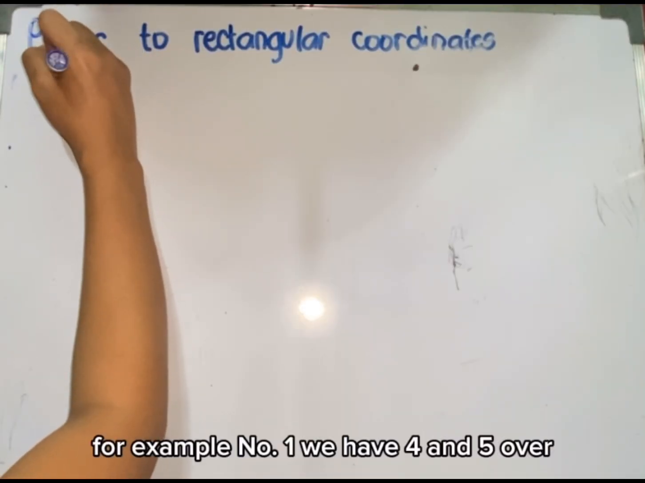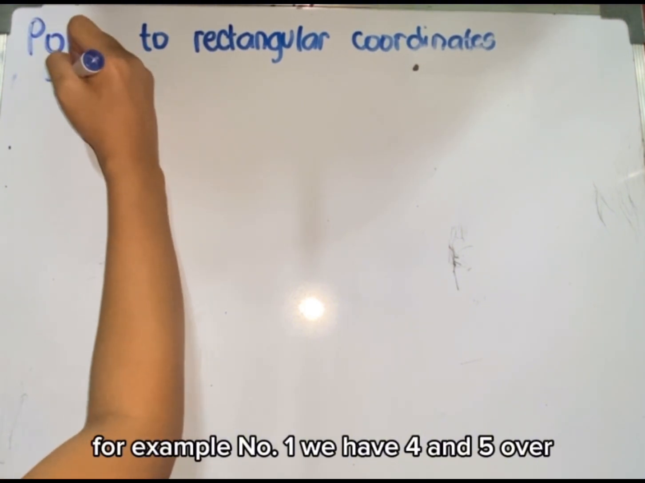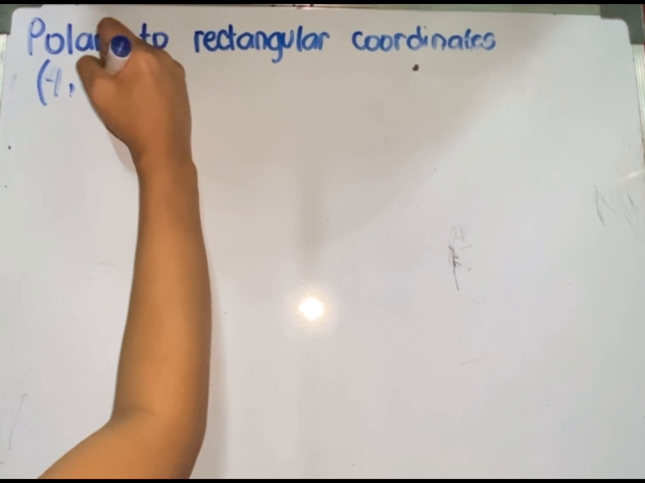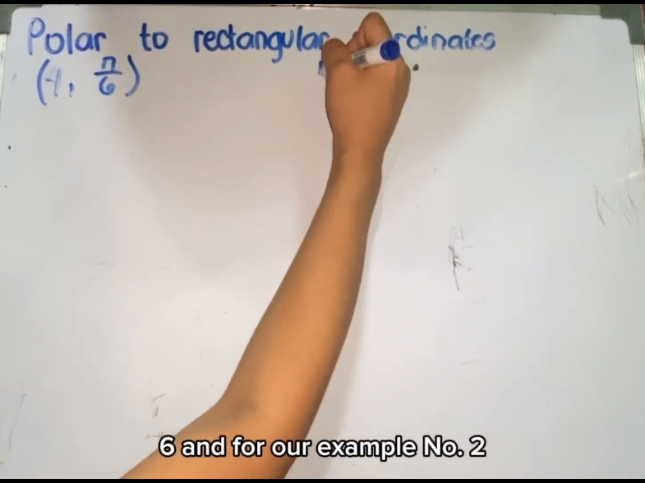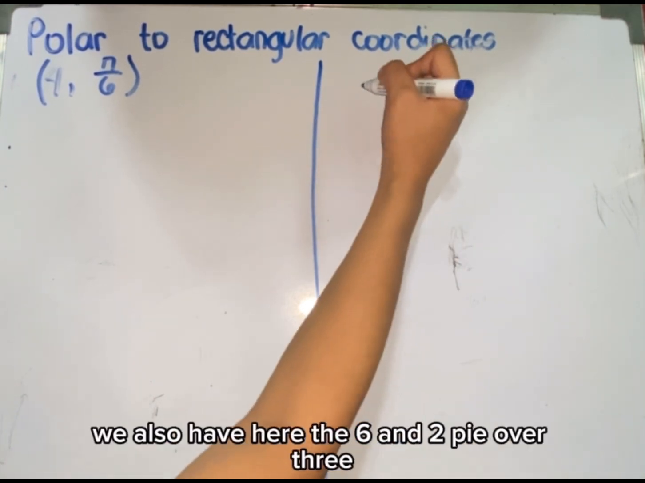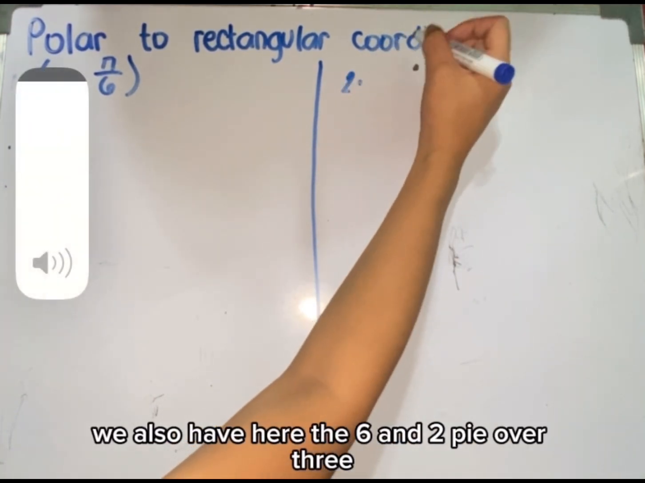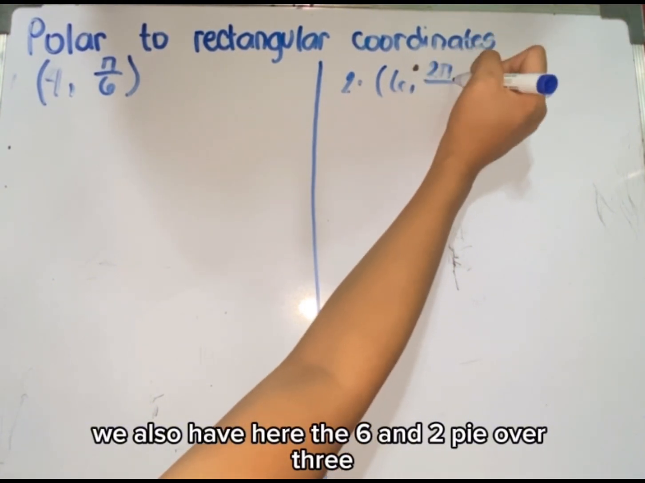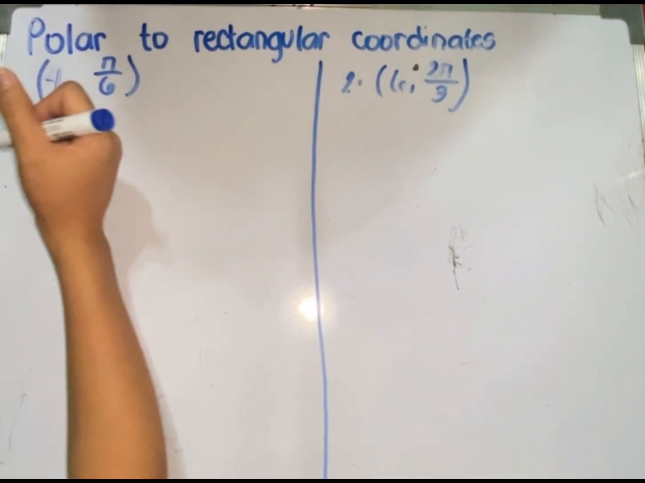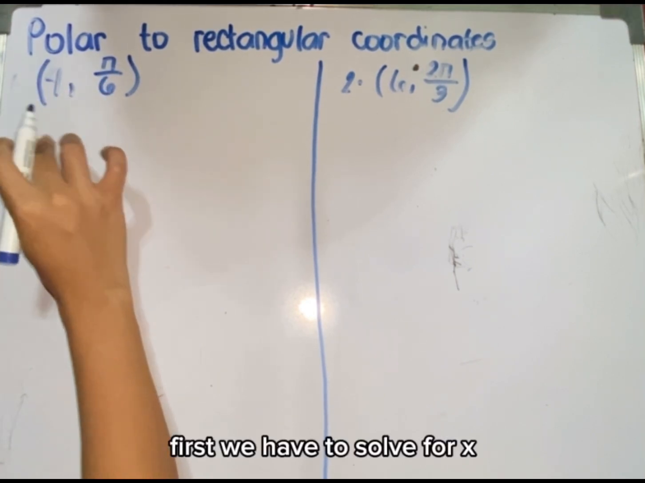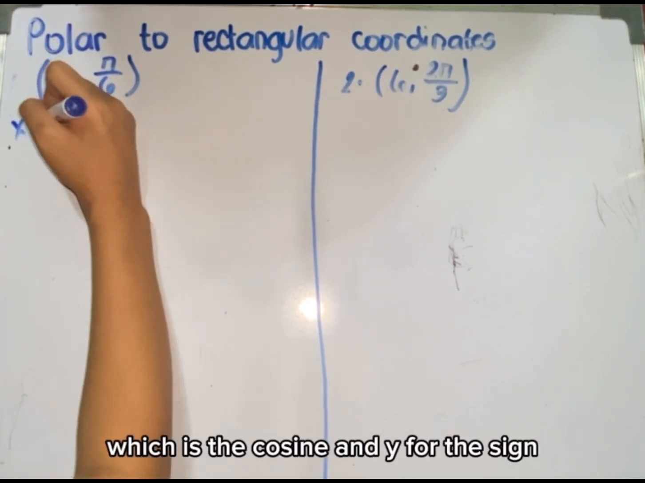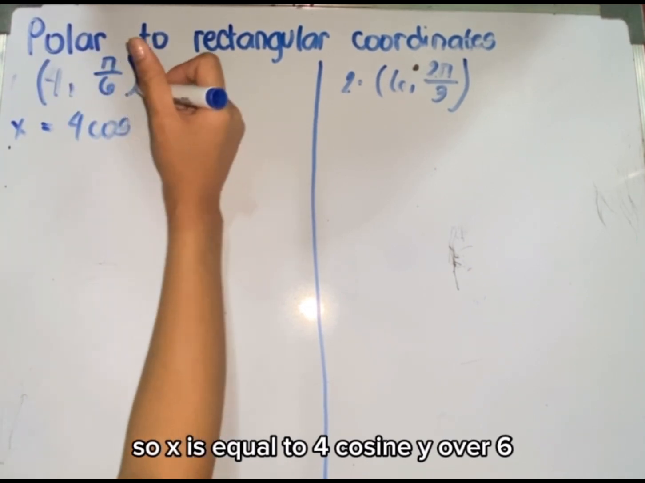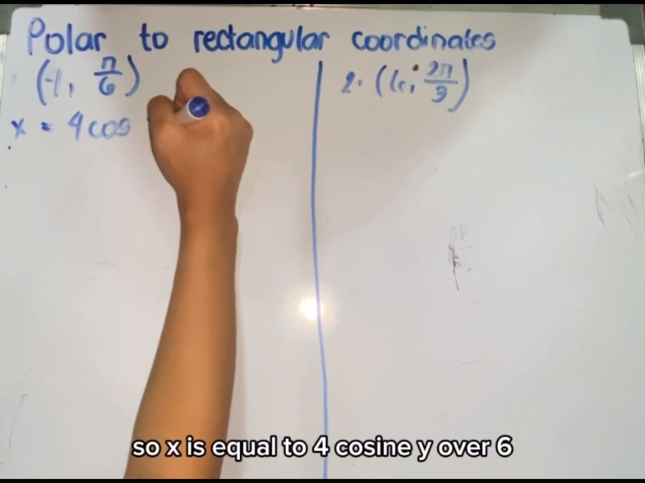For example number 1, we have 4 and pi over 6. And for example number 2, we have 6 and 2 pi over 3. First, we have to solve for x, which uses the cosine, and y, which uses the sine. So x is equal to 4 cosine pi over 6.